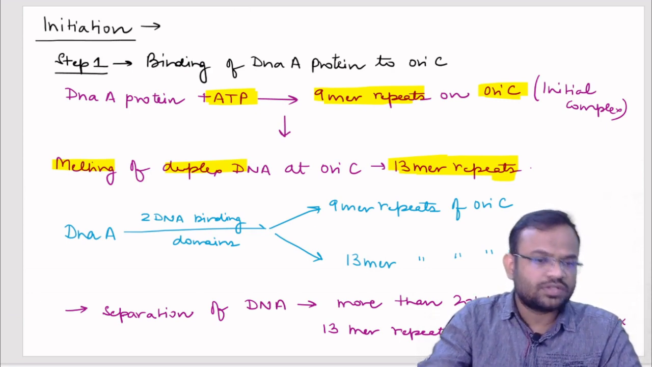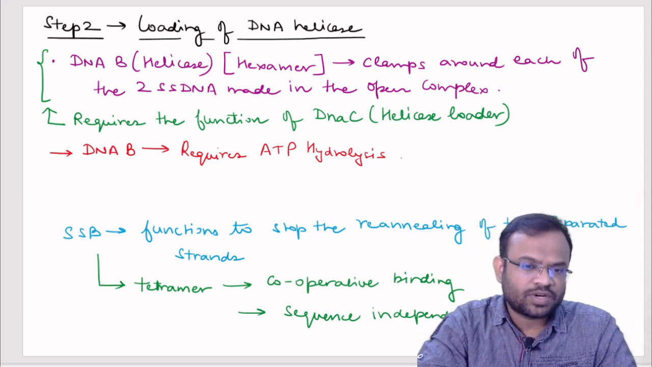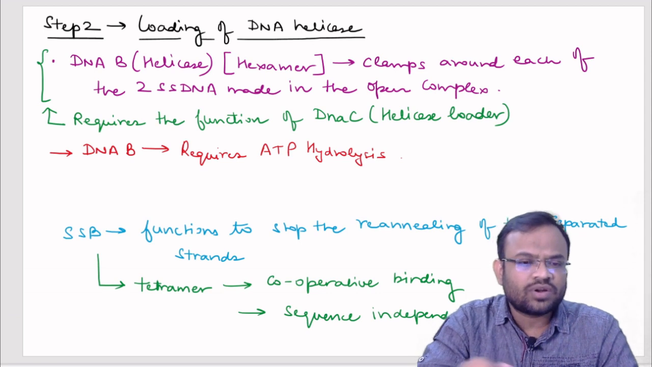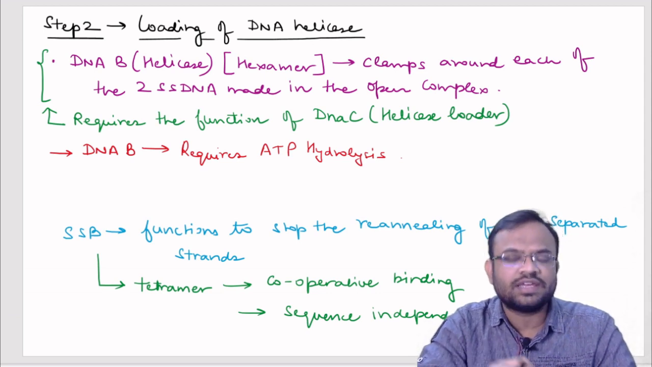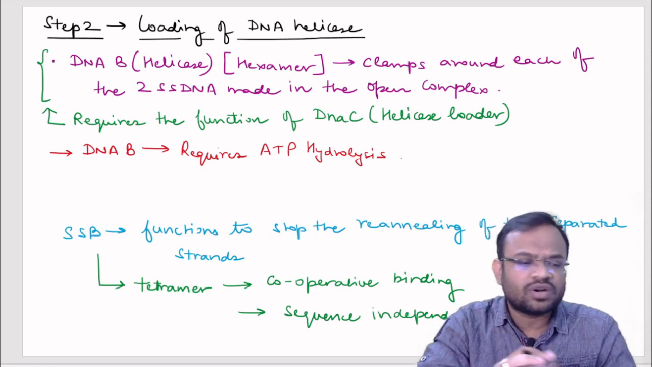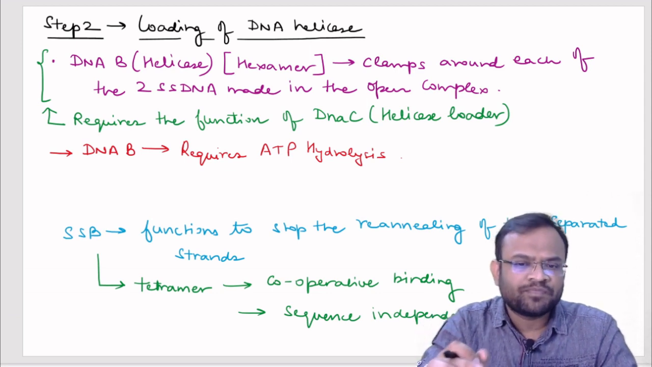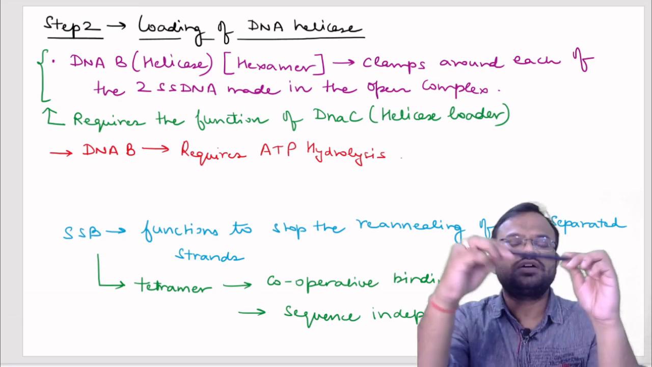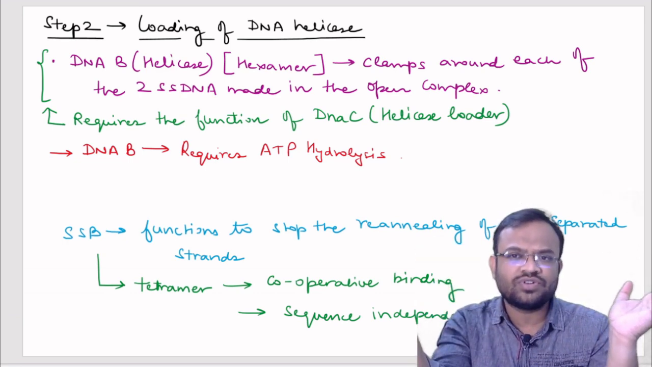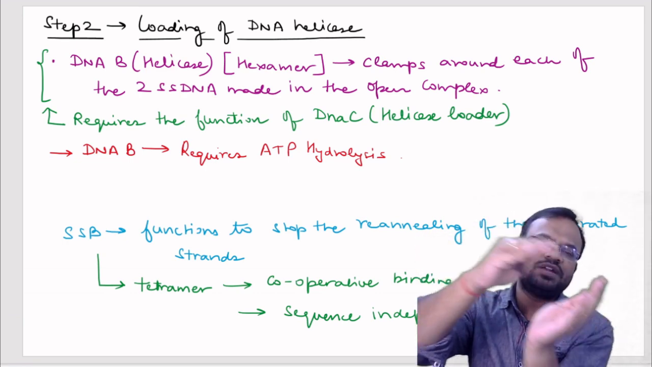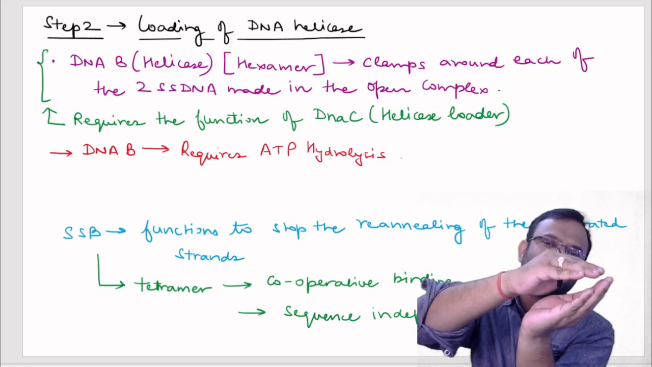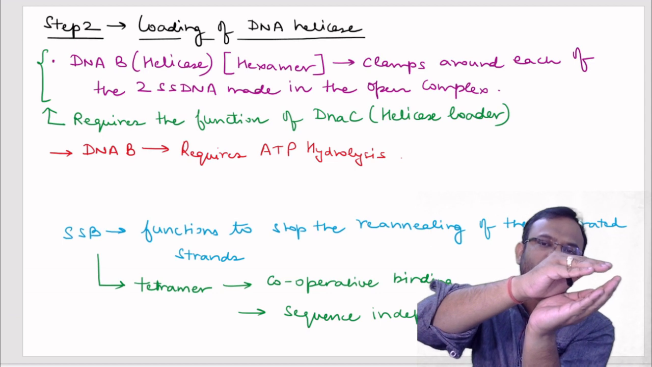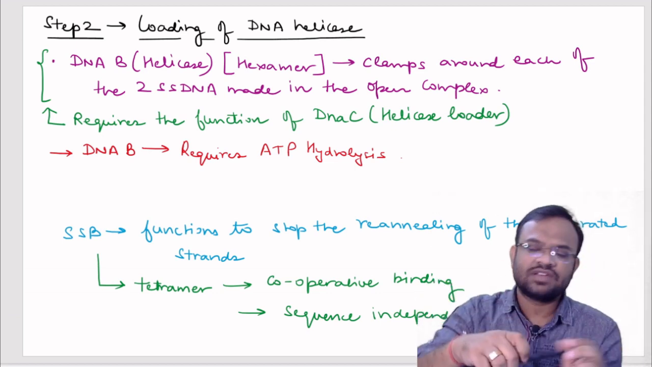Yeah. So let us talk about step number 2. Step number 2 is loading of the DNA helicase. Now I already told you that this DNA helicase, you are also calling helicase as DNA B, isn't it? So DNA B or helicase has to clamp around the 2 single stranded DNAs. Do you remember at 13-mer repeats, the DNA has already moved apart, or it has already formed the open complex. Now DNA helicase just has to bind.